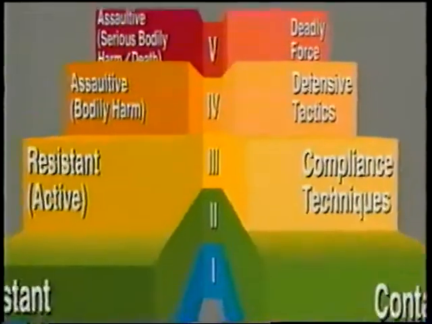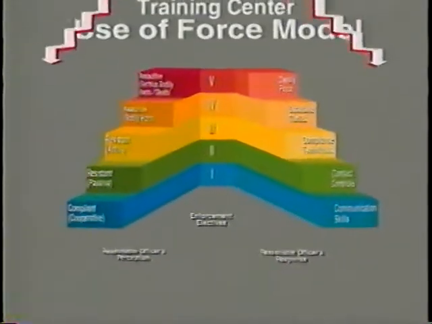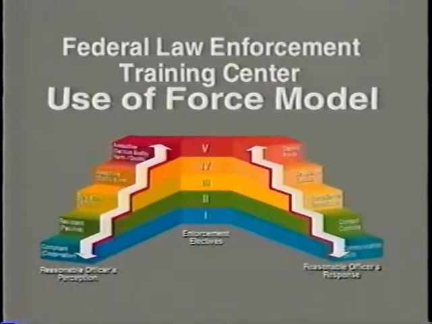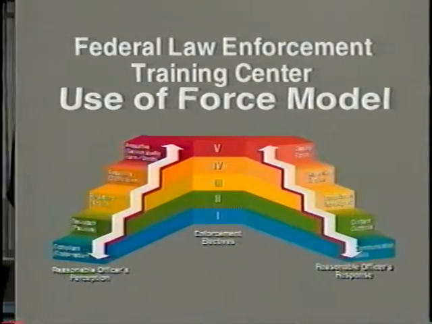As you can see, the model also supports double-sided arrows running from the blue tier all the way to the red tier. These arrows represent a logical and legal cause and effect based upon a reasonable perception of risk. They illustrate that an officer has the option to escalate, de-escalate, jump between tiers, or maintain the level of force that he or she deems appropriate to gain and maintain control of the subject and the situation.